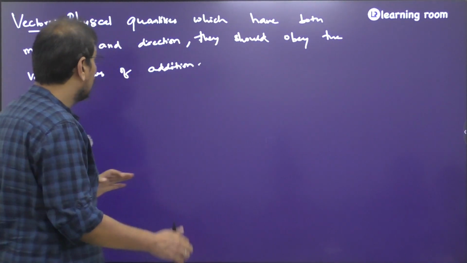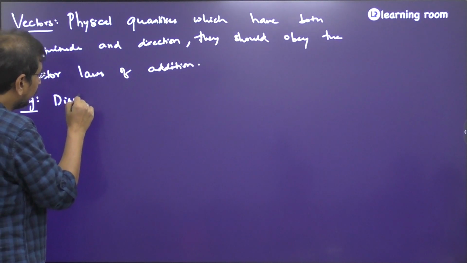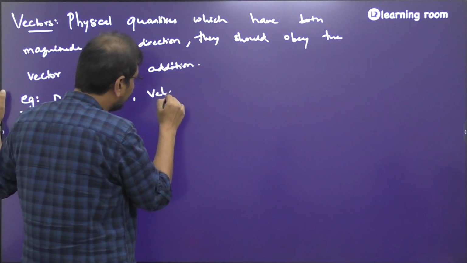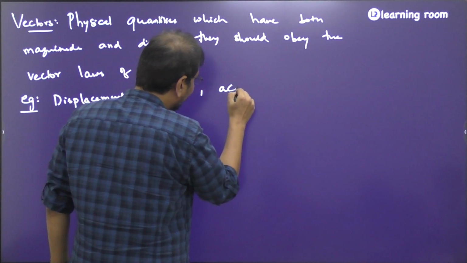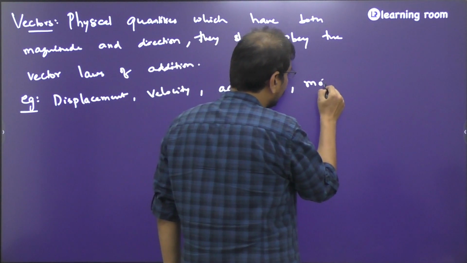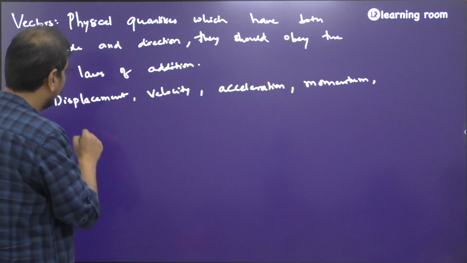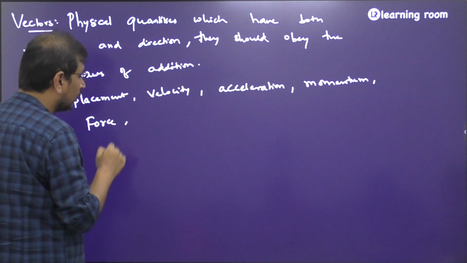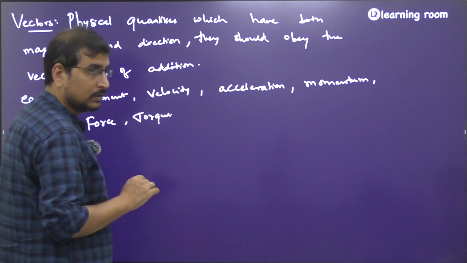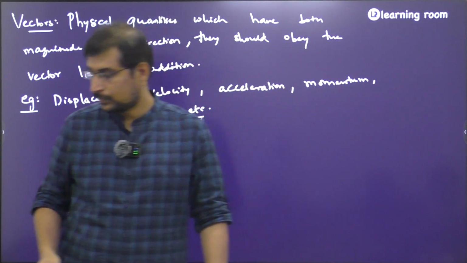Am I clear with this? So the examples for this are displacement, velocity, acceleration, momentum. When I say momentum, both linear and angular get covered under it. Then you talk about force, then torque, etc. So these are all examples of vector quantities. Am I clear with this?